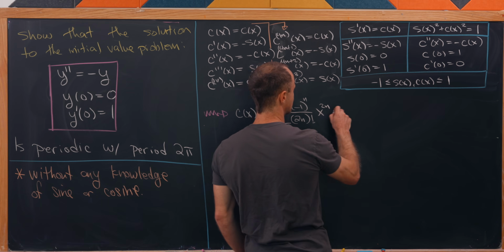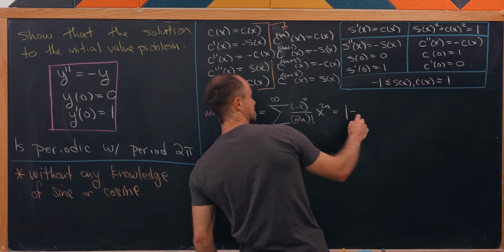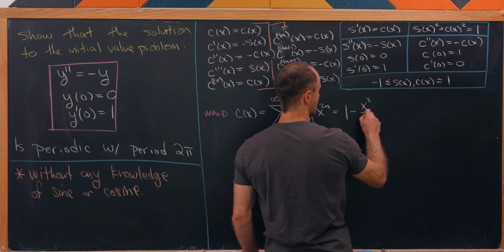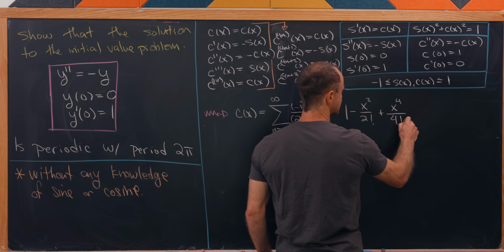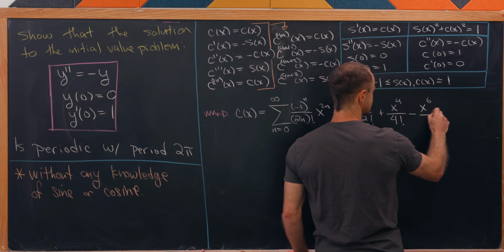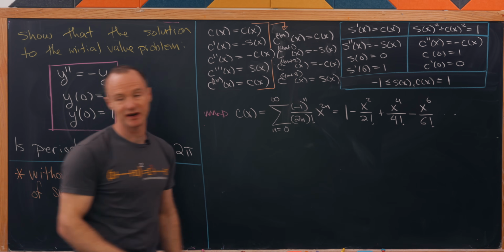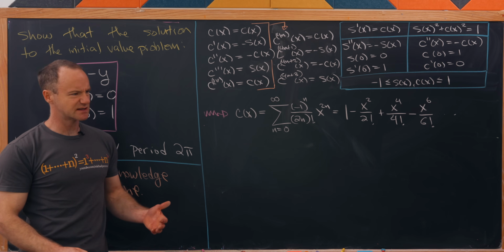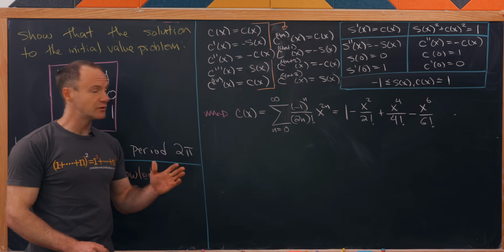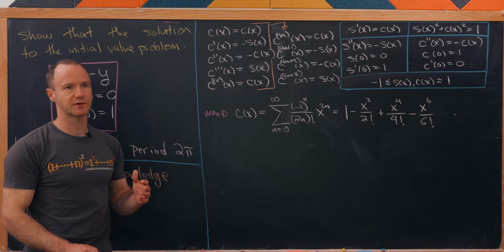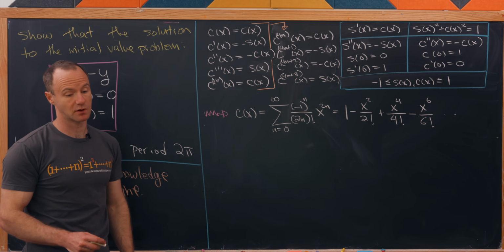Now let's write out a couple of terms. So this will be 1 minus, let's see, x squared over 2 factorial plus x to the 4th over 4 factorial minus x to the 6 over 6 factorial, and so on. So notice it's an alternating series. And since it's an alternating series, we can truncate it somewhere. And if we truncate it before a minus, we end up with something larger. But if we truncate it before a plus, we end up with something smaller.